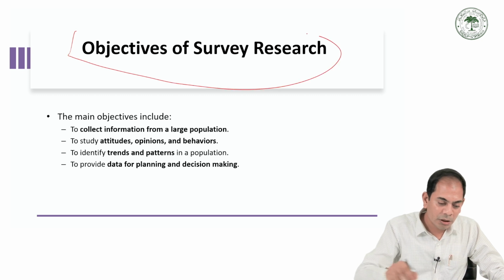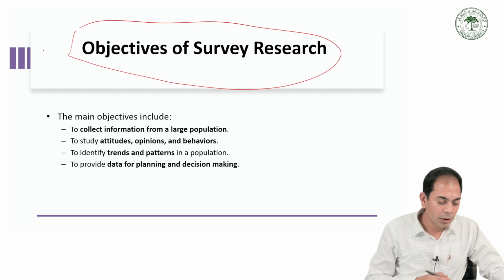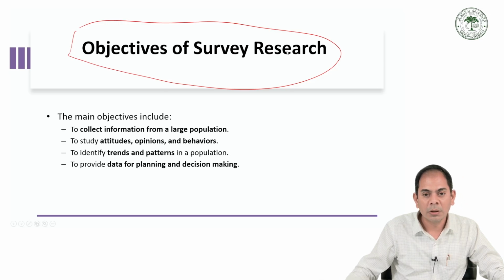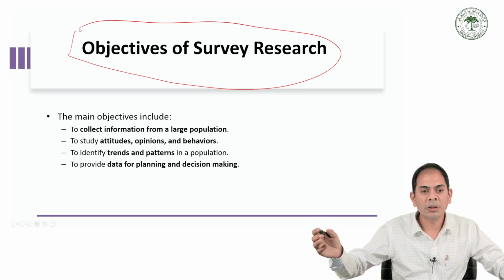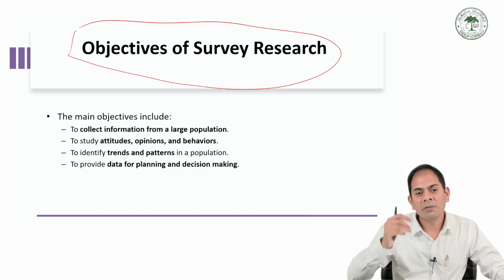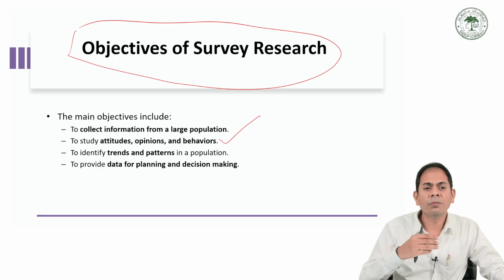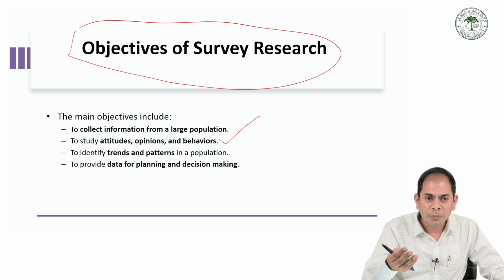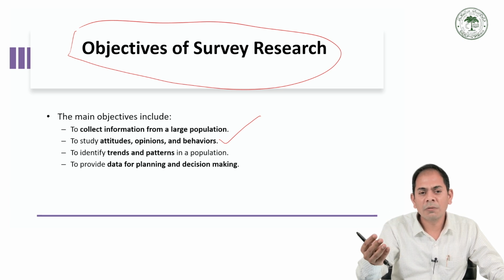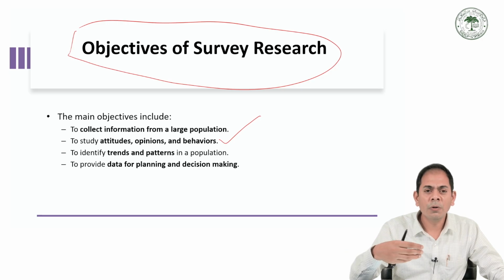Next important thing is the objectives of survey research. The main objective of survey research is collecting information from a large population. If the researcher wants to collect data from a large population, the researcher should go for survey type of research. Next is to study attitude, opinion, and behavior. Just like if you want to examine and understand the attitude and opinion of pupils, or check the behavior of a specific population, then we go for the survey type of research.